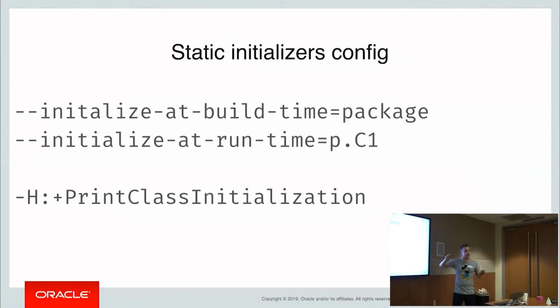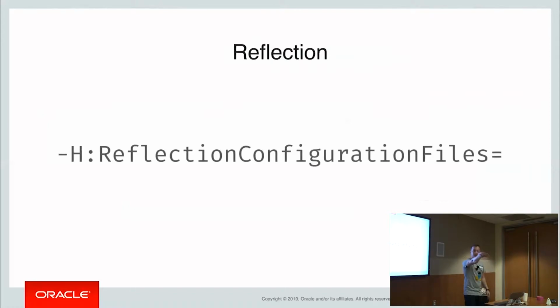So there are controls, there are knobs for configuring this thing. There are also many other knobs available. For example, reflection. Good question. Reflection is when we dynamically access some classes or data or call into the methods. You can configure reflection for that.